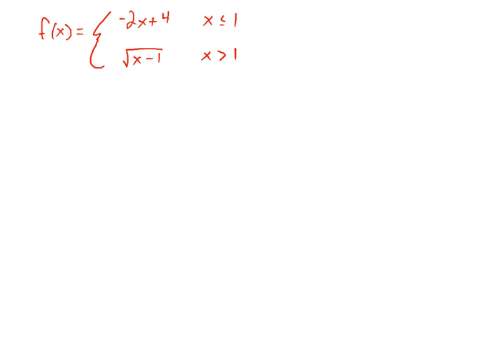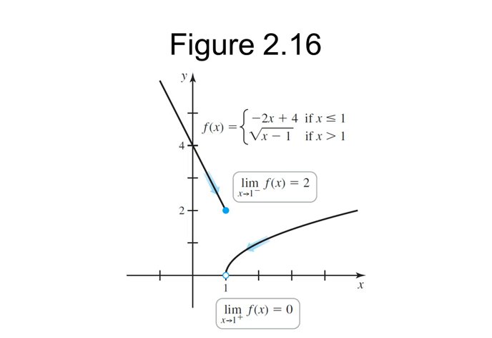Okay, if we want the limit of this function for any a values less than 1, then we just plug it in. And for any a values greater than 1, we just plug it into this part. But what about as x approaches 1? We want to know, what is that limit? So let's look at the graph first and see what we have here.